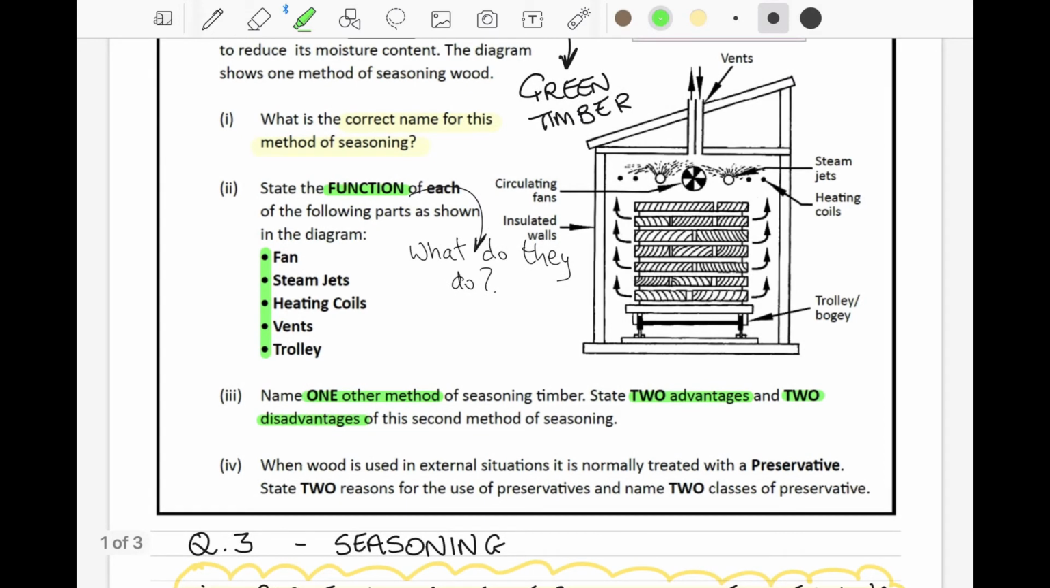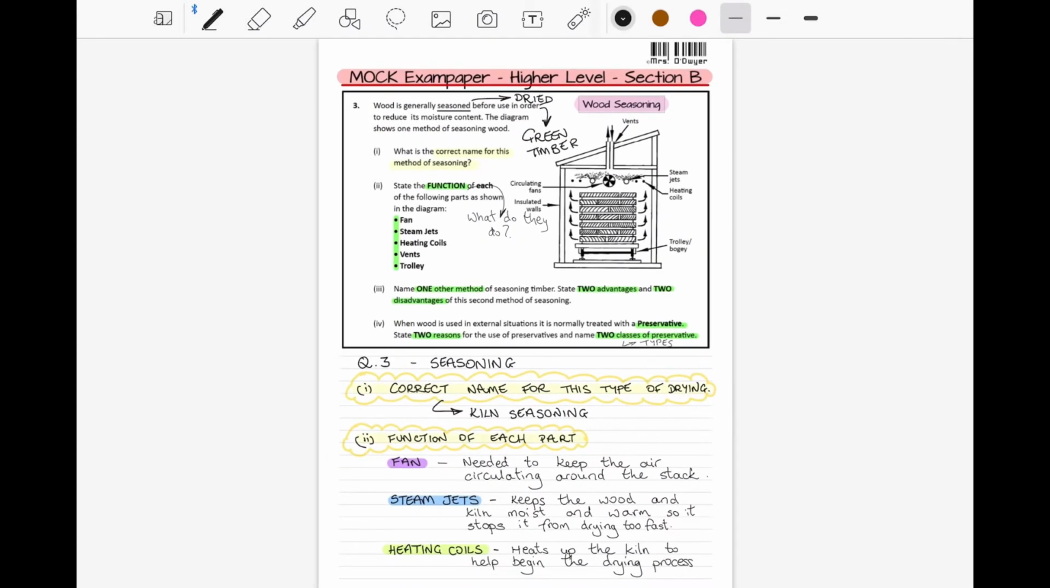Then it says when wood is used in external situations, it's normally treated with a preservative. State 2 reasons why this is done, that is, 2 reasons for the use of preservatives, and also name 2 classes of preservative. The word classes really means types. So there we go, that's the question broken down.